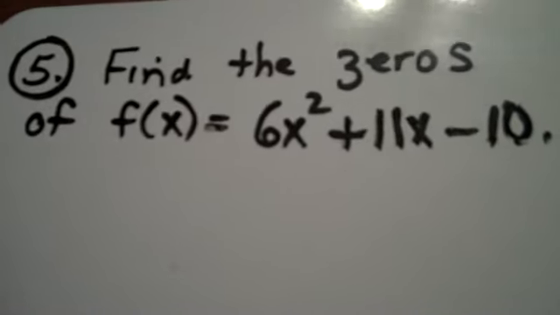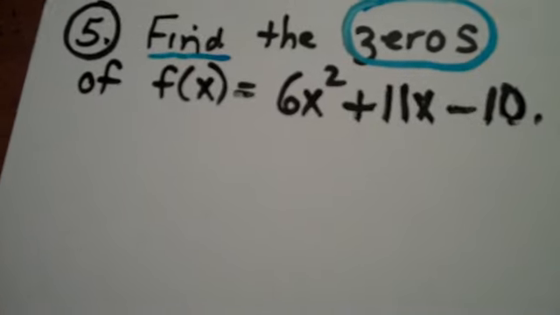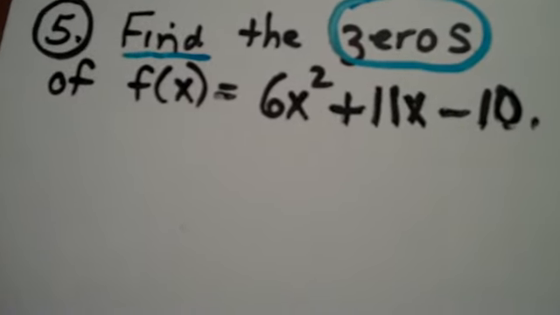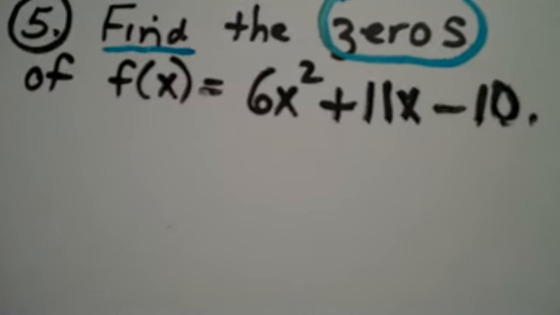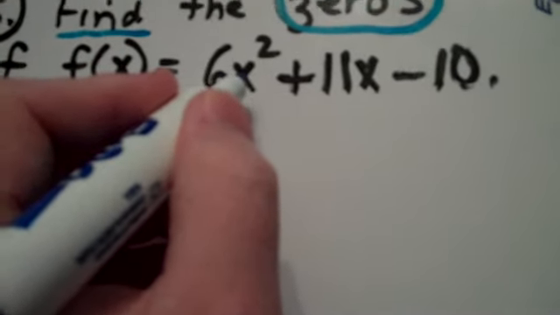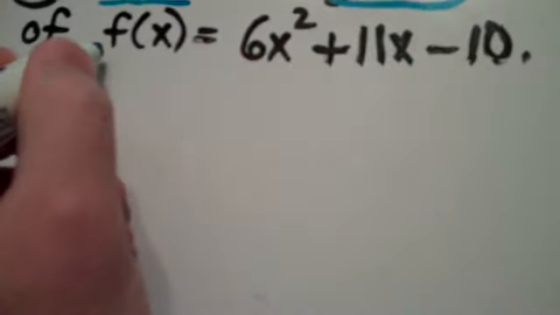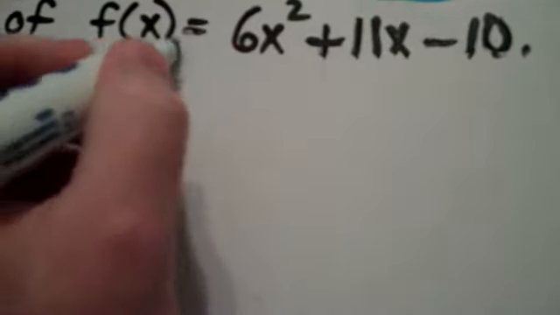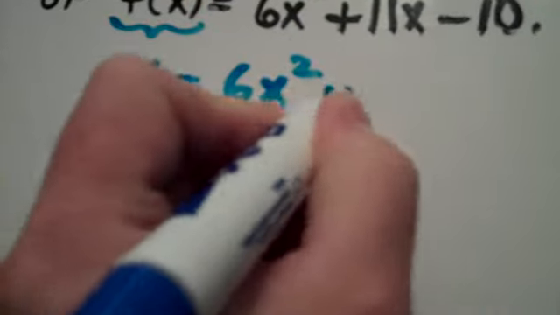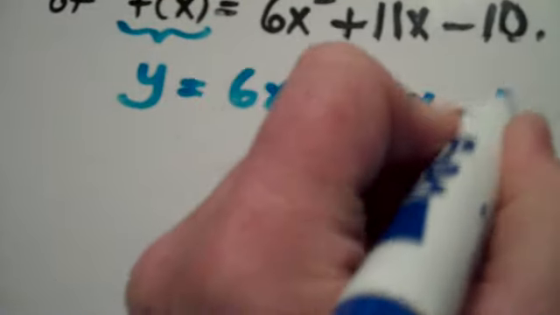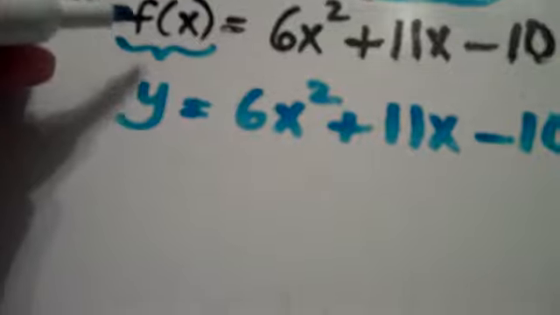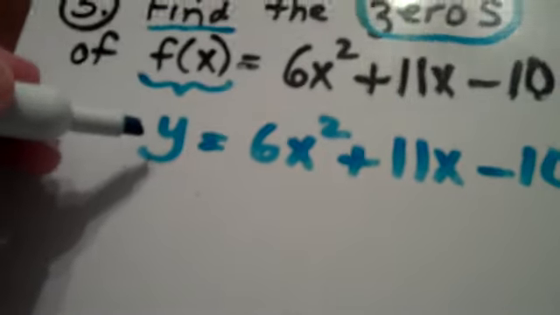All right, a zero of a function, by definition, is an x value that makes the y value of the function 0. Now remember, if I have f of x equals 6x squared plus 11x minus 10, another way to write f of x is y. So it's very important to remember f of x, which is output, is the same as the letter y.